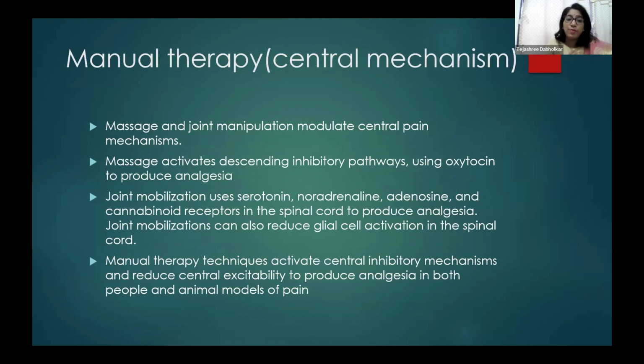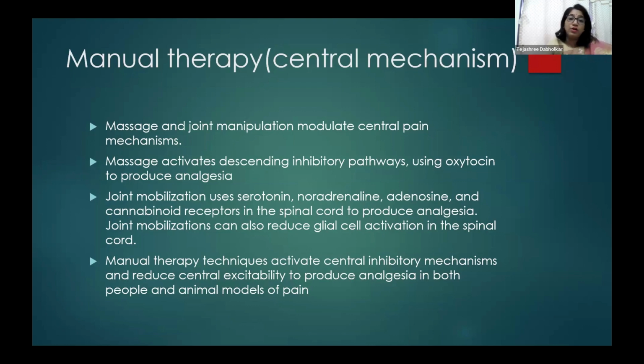So massage or joint manipulation, they modulate the central pain mechanism. They activate descending inhibitory pathways. Joint mobilization uses serotonin, noradrenaline, adenosine. So these receptors which are there in the spinal cord, which are related to analgesia, they are basically released. And that is how manual therapy activates the central inhibitory mechanism and reduces central excitability.